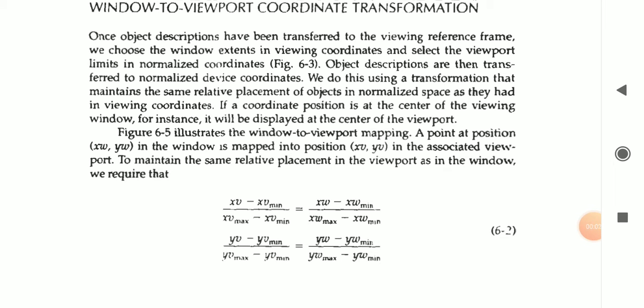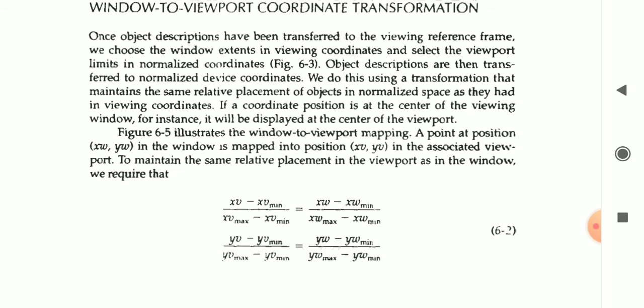In the previous class, I showed the world coordinate and view coordinates. Every object will be drawn based on world coordinates, and our graphics objective is converting the world coordinate to view coordinate. So now, how to transform? Today's class, we are going to discuss the window to viewport coordinate transformation.